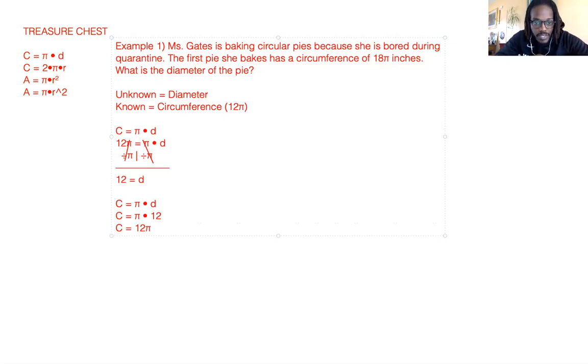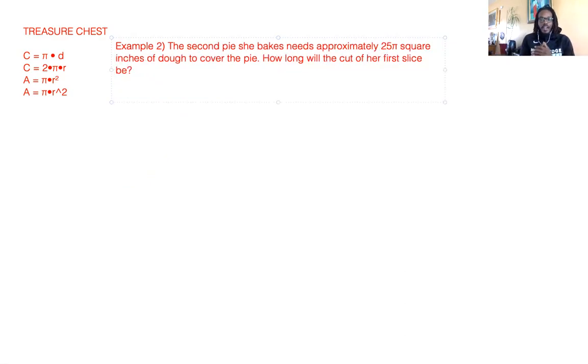Sorry, I'm going to give you a chance to look at this some more, get it copied down, study this a little bit, pause the video if you need to. I'm going to set up for example 2. Okay, back at it again, example 2. The second pie Miss Gates bakes needs approximately 25 pi square inches of dough to cover the pie.